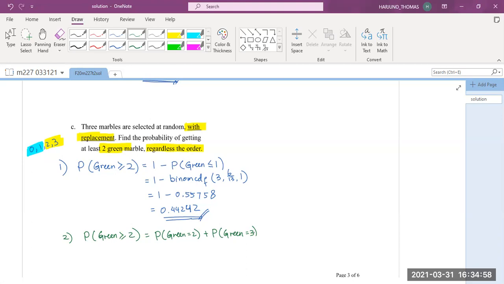Okay, but if you have, let's say, at least 2 means 2 and then 3 and then 4 and then 5 and then 6 and 7, like a lot of things you need to add, then you use binom CDF. But here, because you have only 2 events that are at least 2, we can compute it one by one. This will be binom PDF.